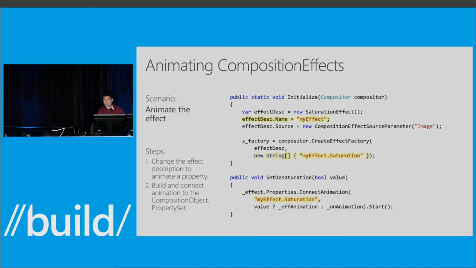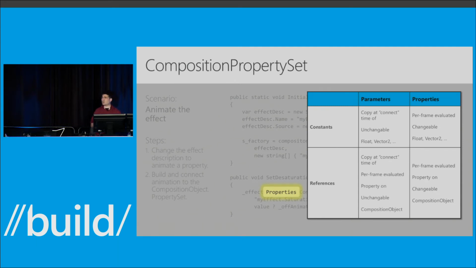Now, people in the audience may notice, what's this properties object that's hanging off of our effect? Well, the short answer is that when it comes to the composition system in animations, we have properties and we have parameters. Parameters are things that you don't animate. They're things that you just directly set. And properties are just regular WinRT properties on composition objects, and these are things that can be animated. We have a lot more information on MSDN to describe when you use these differences. For right now, what's important to understand is that we're connecting it to the properties because we want to animate it.